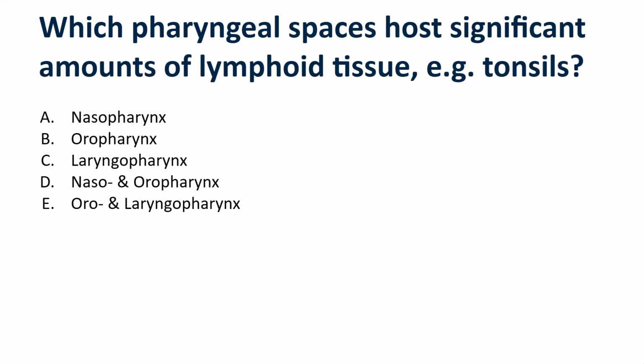Now let's assess some of the knowledge that we've discussed. Which pharyngeal spaces host significant amounts of lymphoid tissue, especially things like tonsils? Nasopharynx, yep. Oropharynx, yep. Laryngopharynx, nope. Naso and oropharynx, yep. Oro and laryngopharynx, nope. So the best answer would be D, naso and oropharynx.